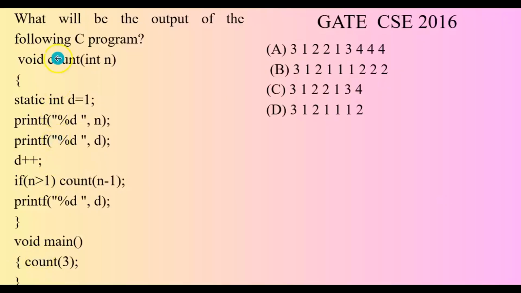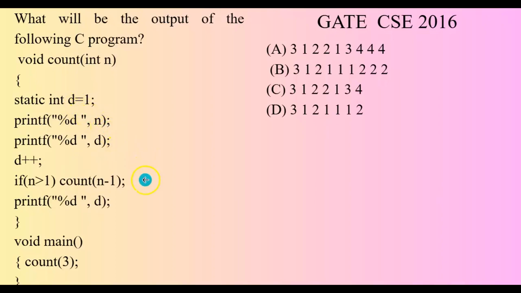Next question, what will be the output of the following C program? We have declared a function count with the parameter n. Within this function, we have to note down that static int d is equal to 1. This means that this d value will be initialized only for the first time. Next time onwards, it will use the recent value of d. You should note that down.